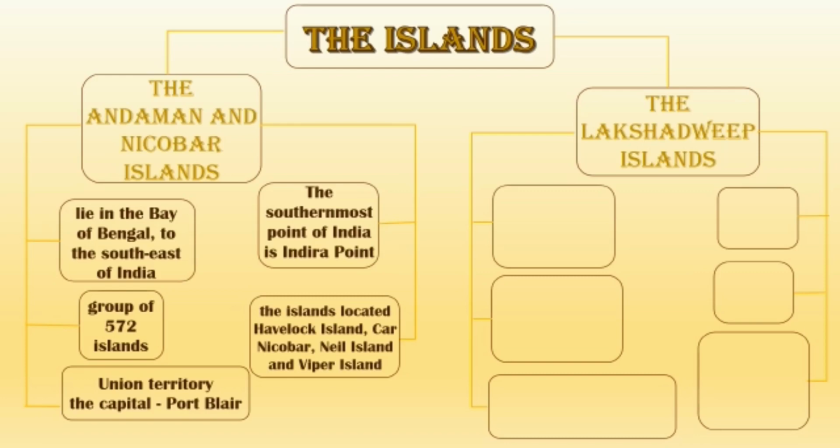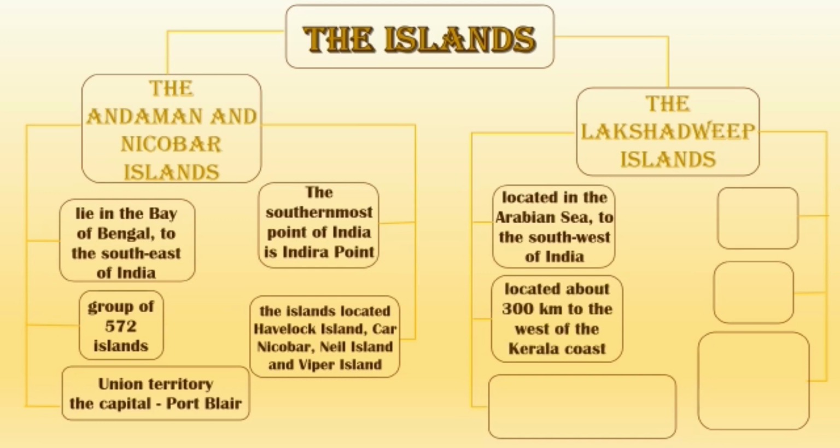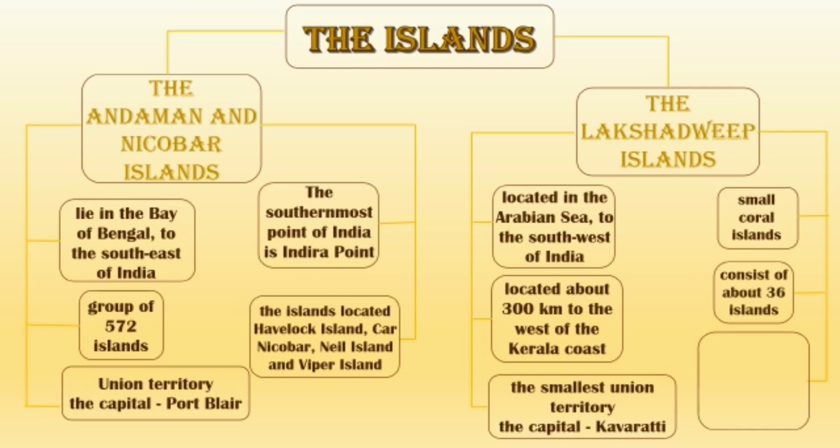Lakshadweep Islands are located in the Arabian Sea to the southwest of India. They are located about 300 km to the west of the Kerala coast. This island group is the smallest union territory of India and the capital is Kavaratti. The Lakshadweep Islands are small coral islands. They consist of about 36 islands. Some of the main islands are Minicoy, Agatti, Kalpeni and Kadmat.